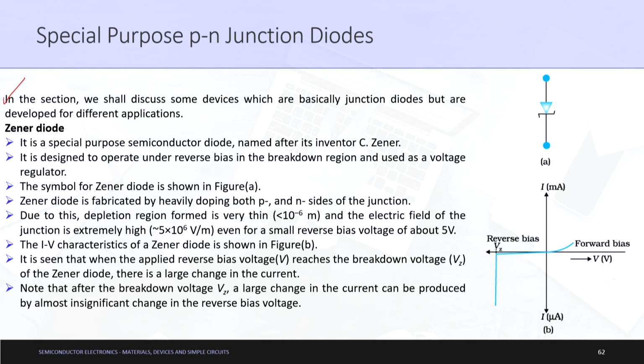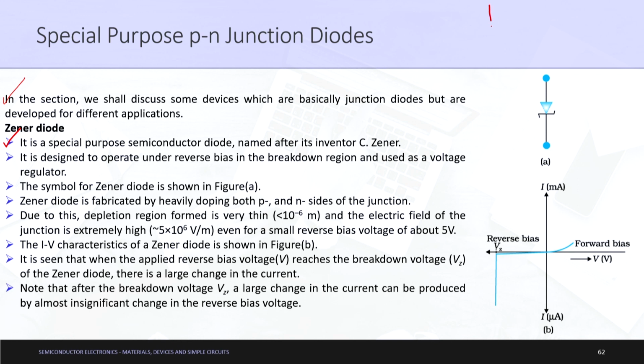Let us understand Zener diodes first. What is a Zener diode basically? It is a special purpose semiconductor diode named after its inventor. The inventor's name is C. Zener. That is how the name Zener came into the picture. Before going into this VI characteristic, let me just revise the VI characteristic which we know.